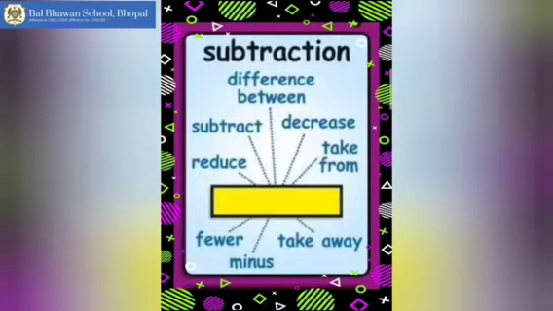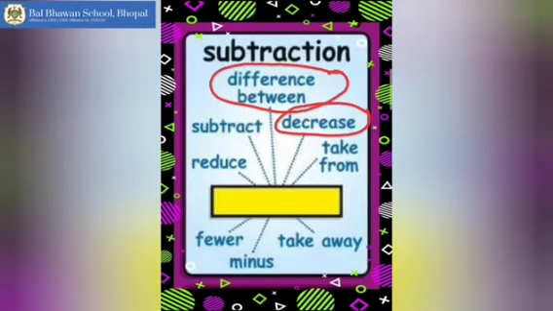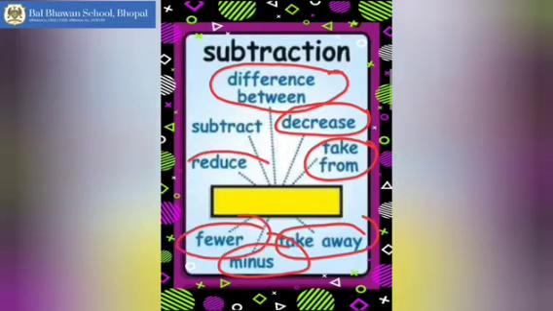In this chapter of subtraction, children, you will come across some words which are used in place of subtraction. We can also call them the clue words for subtraction. For example, difference between, decrease, take from, take away, minus, fewer, reduce, subtract. So children, you are going to find such words when we are completing this chapter. So keep in mind that these words denote subtraction.